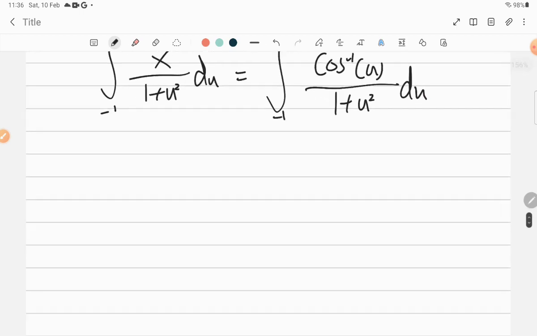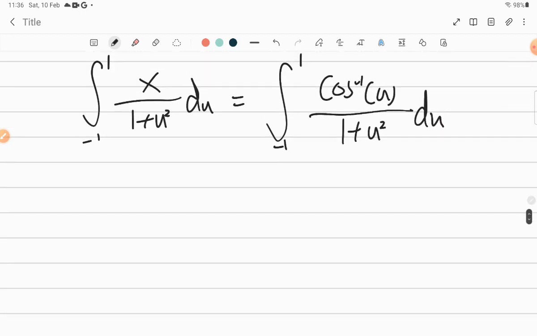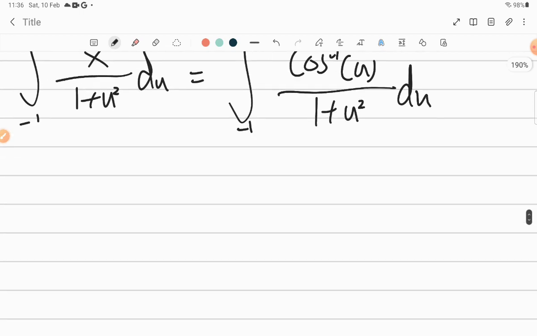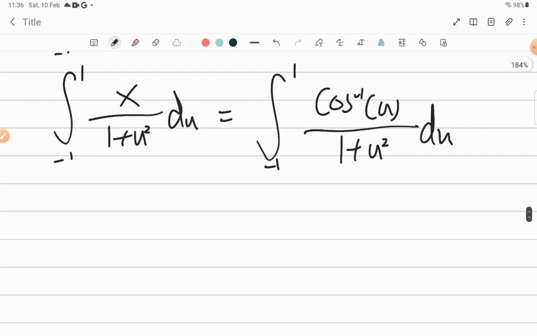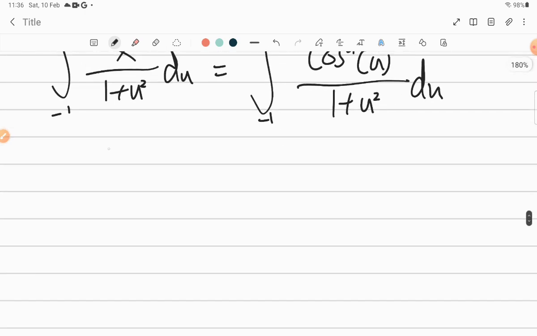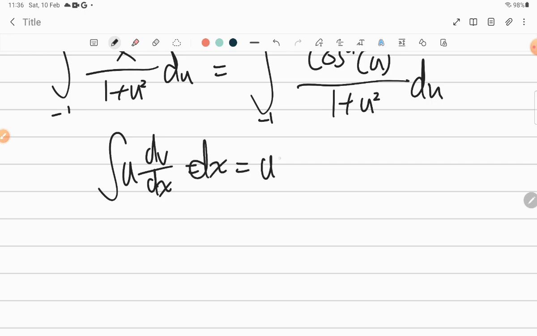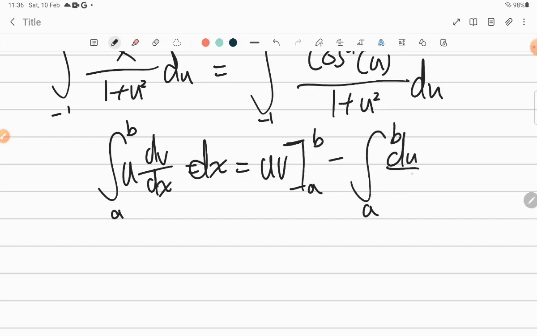Now, this usually would not work, but since this is a definite integral, we can do fancy stuff with it. So the integration by parts formula is the integral from b to a of u dv over dx dx is equal to uv from b to a, take away the integral from b to a of du over dx times v dx.